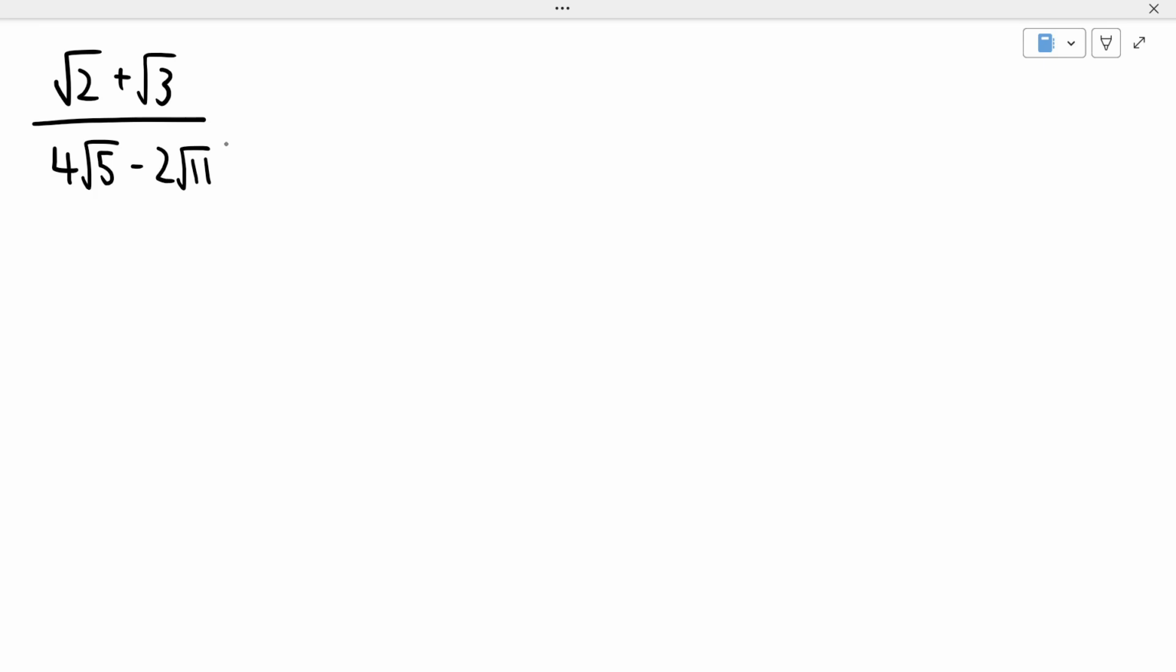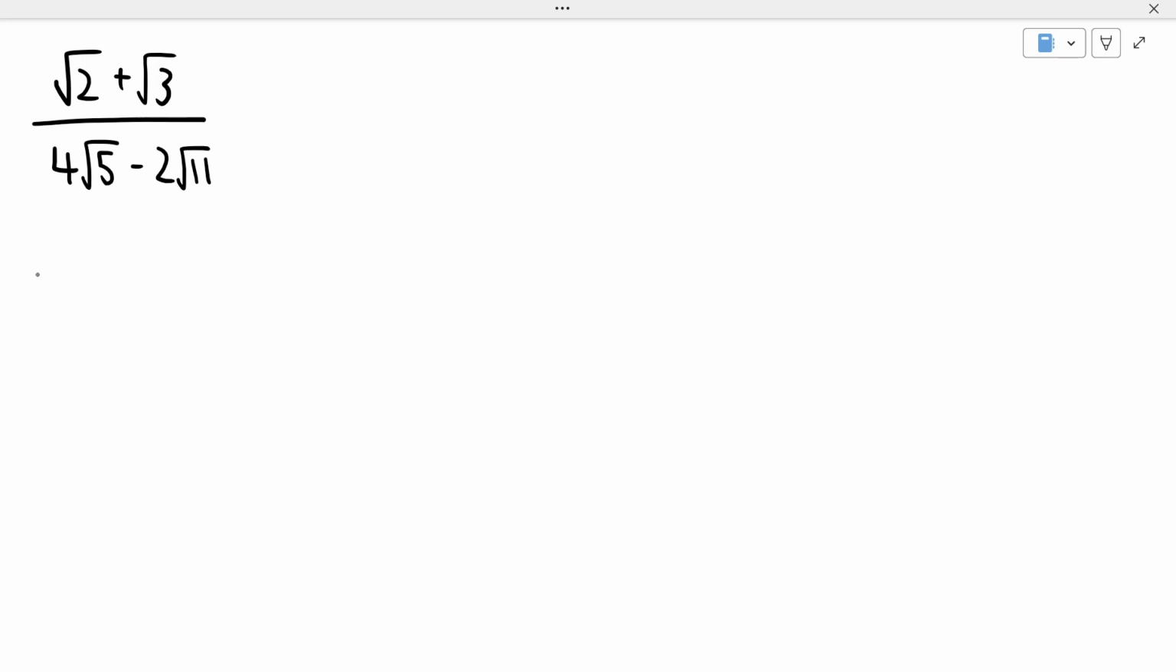So here's a slightly more difficult example. There are two square root terms in the denominator, 4 square root of 5 minus 2 square root of 11. So we need to multiply this fraction throughout by its conjugate. The conjugate of 4 square root of 5 minus 2 square root of 11 is 4 square root of 5 plus 2 square root of 11, since we're keeping the first term the same and flipping the sign of the second term from negative to positive.